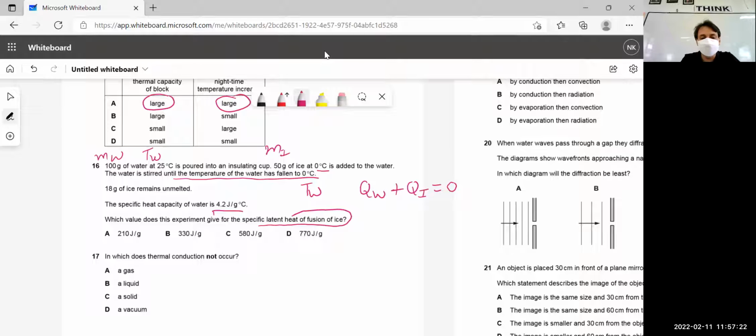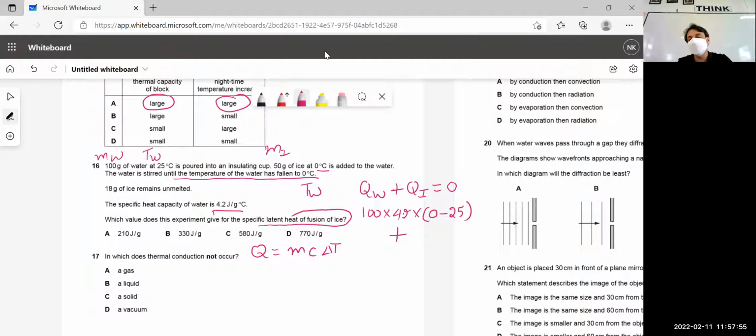Now we have the equation for the amount of heat given or lost by an object when there is a difference in temperature, and we can apply this equation for the amount of heat lost by the water. What is the mass of water? That is 100 gram multiplied by C, the specific heat capacity 4.2, multiplied by delta T, the difference in temperature. The final temperature of water is now 0, the initial temperature of water was 25.